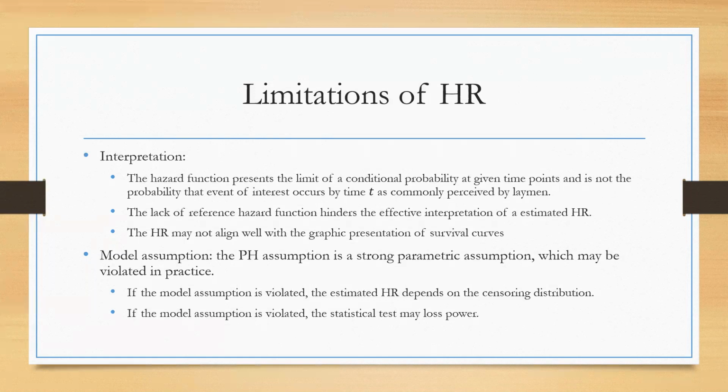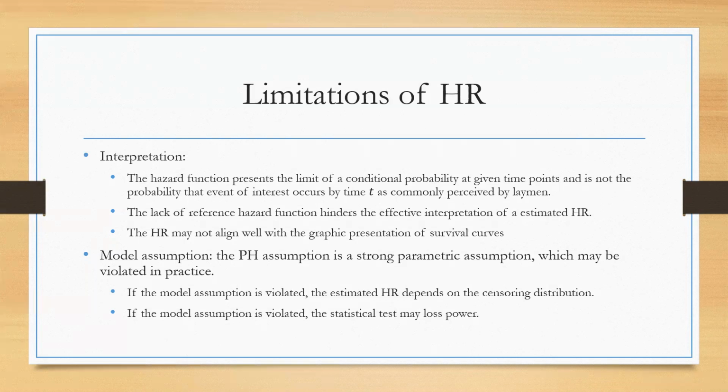I also want to emphasize that even if the proportional hazard assumption is correct, there are still some limitations in terms of interpretation. The hazard function is actually very difficult to understand for common people. You can try to explain the hazard function to physicians, to patients, even to medical researchers. It's very hard for them to understand what exactly the hazard function is, which essentially is the limiting of the conditional probability, right? So it's difficult to understand.